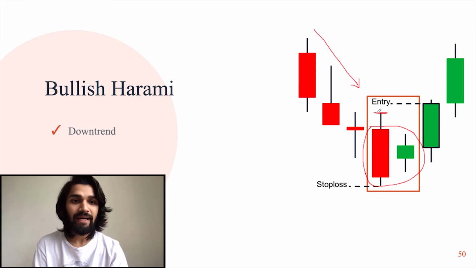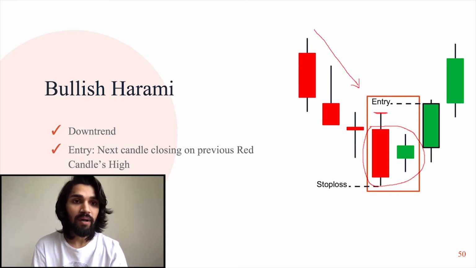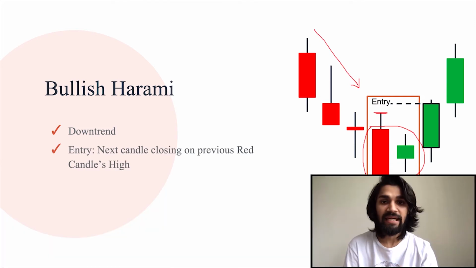Next, when do you take an entry? You take an entry when, in the next 2 or 3 candles, a green candle closes above the high of the red candle. That is when you take an entry.